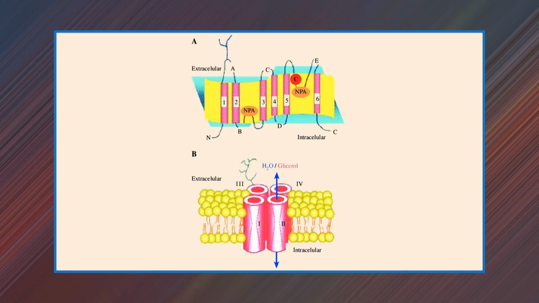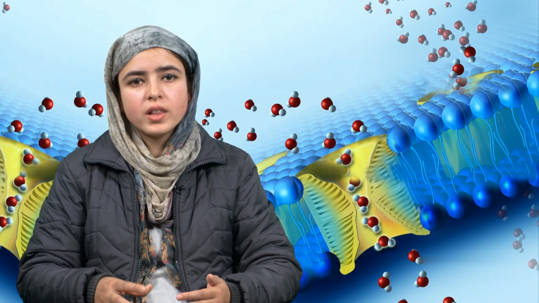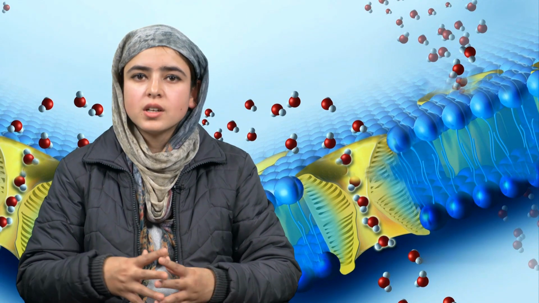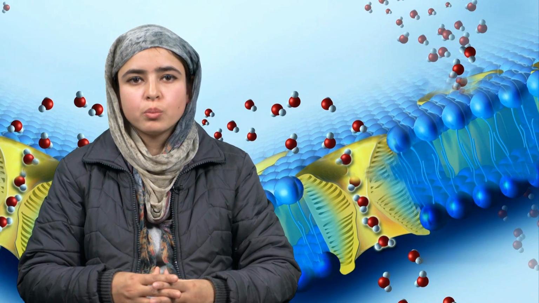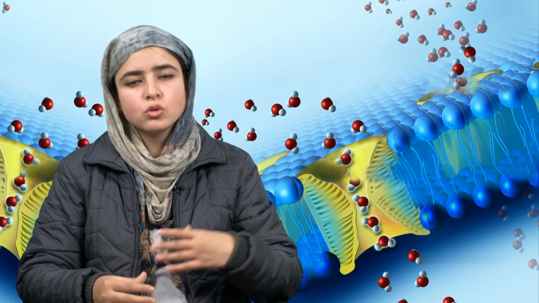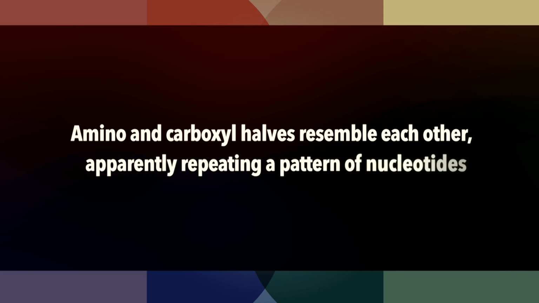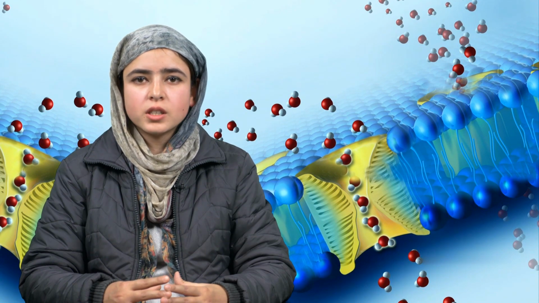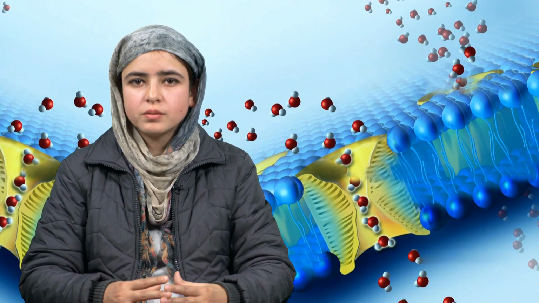such that the hydrophobic amino acids are on the outer side of the pore and interact with the hydrophobic fatty acids of the lipid bilayer, whereas the hydrophilic amino acids are on the inner side of the pore and interact with water molecules as they move through the pore from one side of the membrane to the other. The amino and carboxyl halves resemble each other apparently, repeating a pattern of nucleotides. Some researchers believe that this was created by the doubling of a formerly half-sized gene.